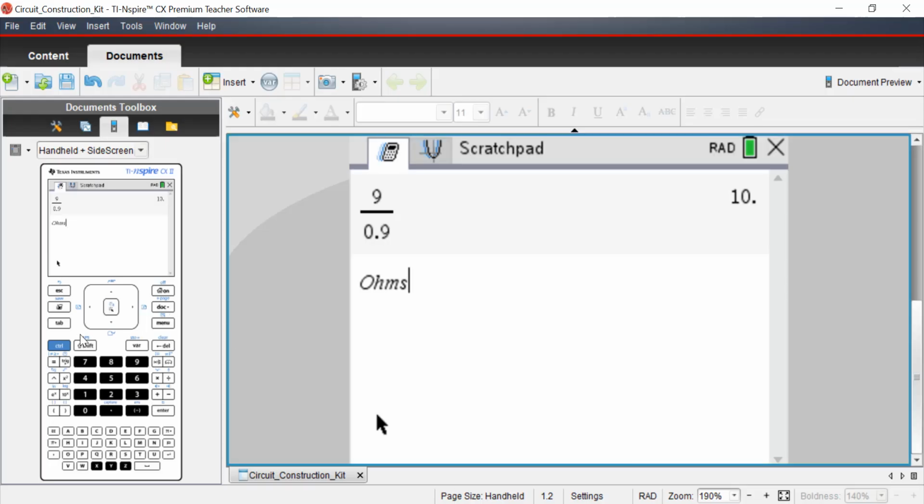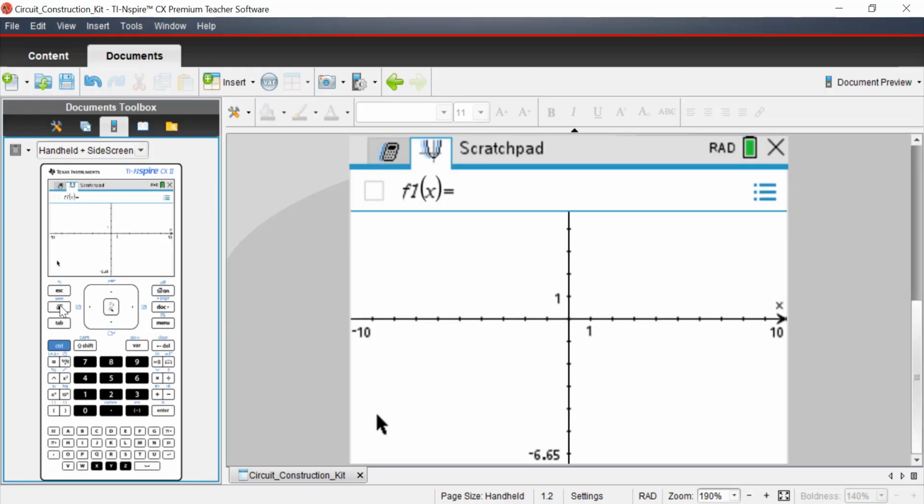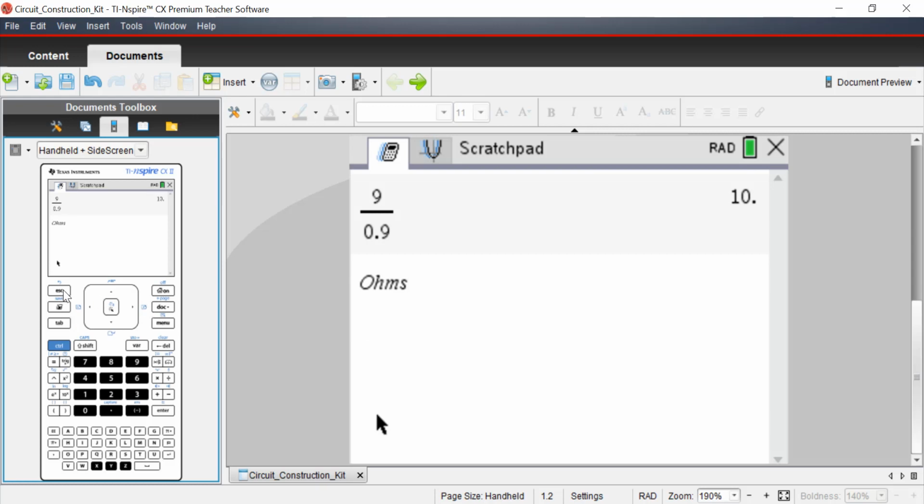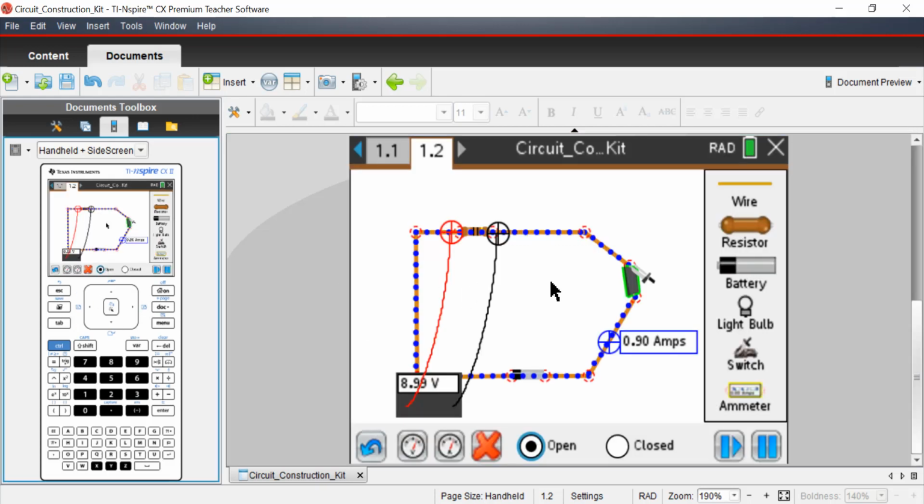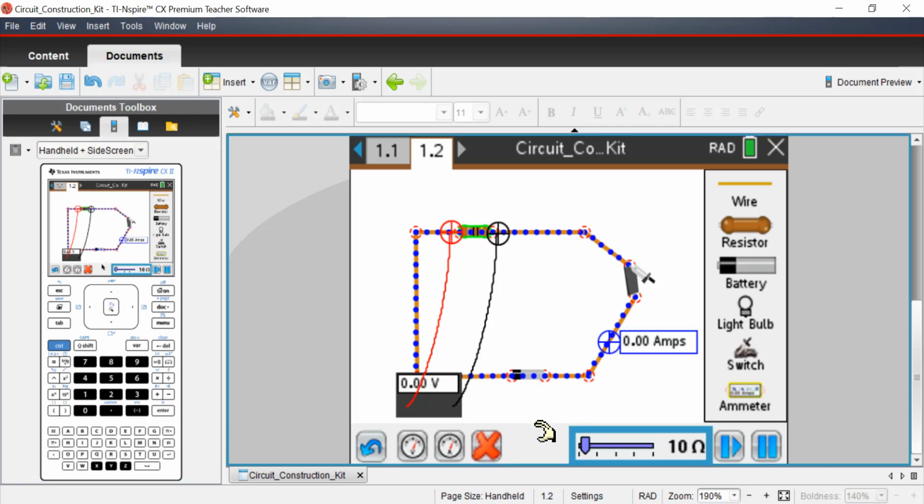So let me get back to the simulation. And so now I know that this resistor is a 10 ohm resistor, and when I click on it, we can see that right here. 10 ohms. The little symbol here is the omega. Omega is a Greek letter, and we use it to represent the unit for resistance as ohms.